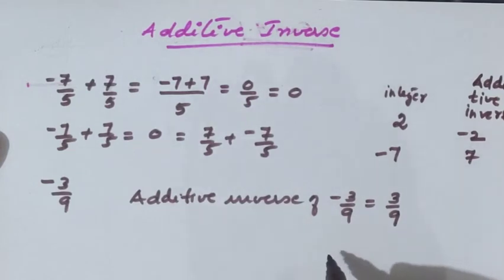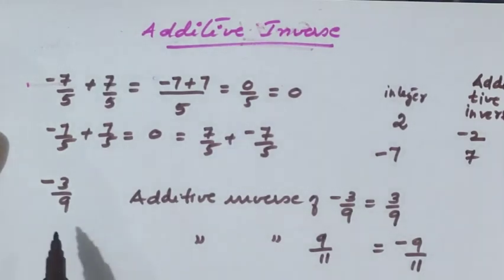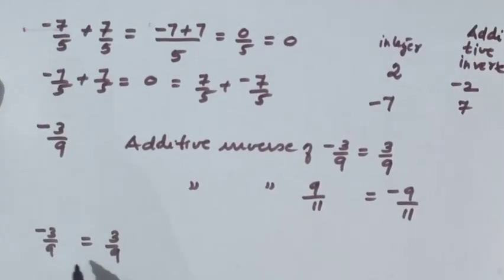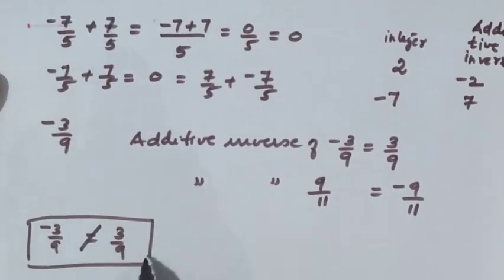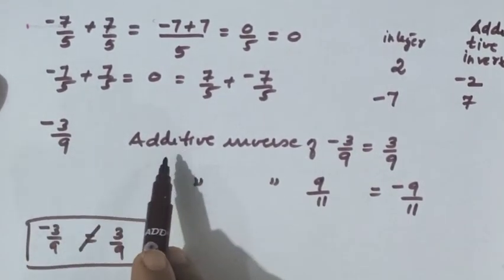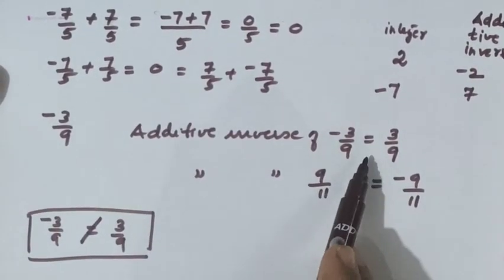Now if you understood this one, what is the additive inverse of 9 by 11? Additive inverse of 9 by 11 is minus 9 by 11. So when this question is asked in the question paper, usually the children, because they know the answer, will write down the question like this: minus 3 by 9 equal to 3 by 9. This is wrong. Minus 3 by 9 is never equal to 3 by 9. So if the question asks for the additive inverse, you should write like this: additive inverse of the given number, that is minus 3 by 9, equal to 3 by 9.